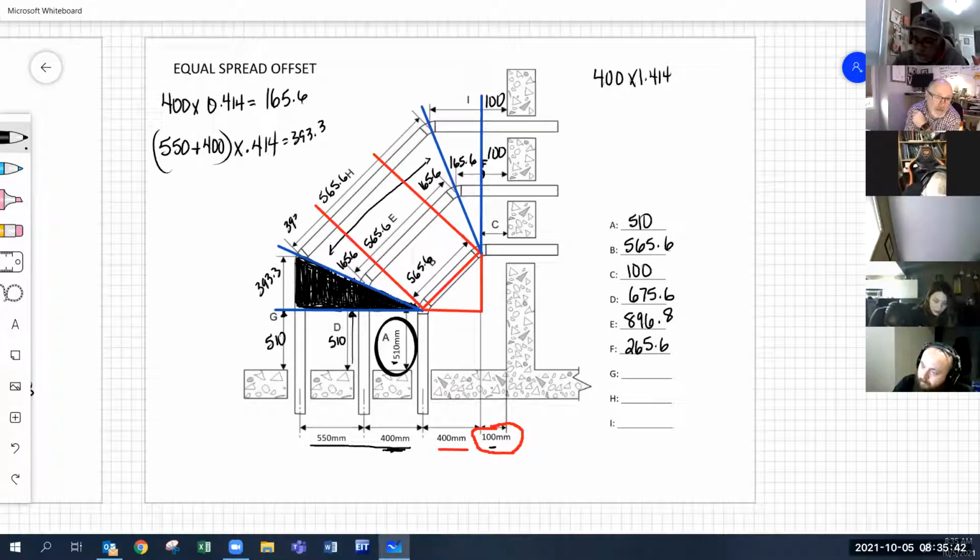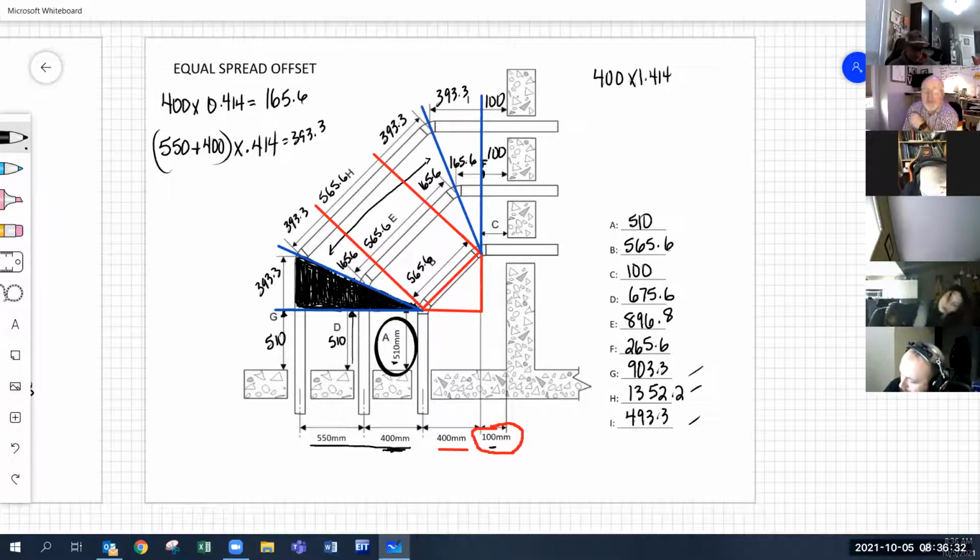393.3, 393.3, 393.3. So now I could finish off G, H, and I. G comes out to 903.3. H comes out to 1,352.2, and I is 493.3.